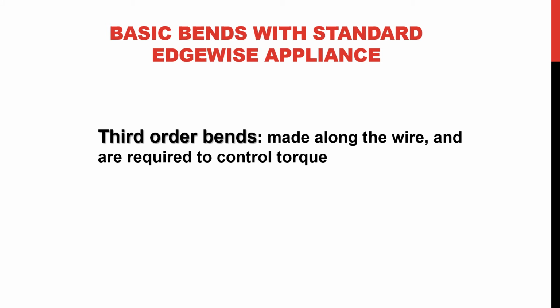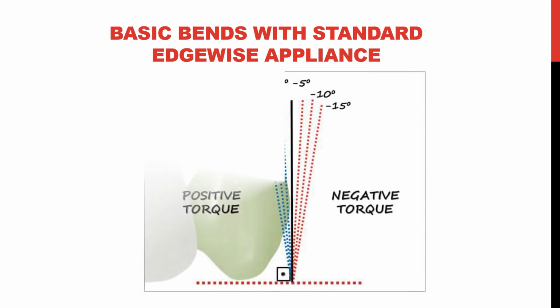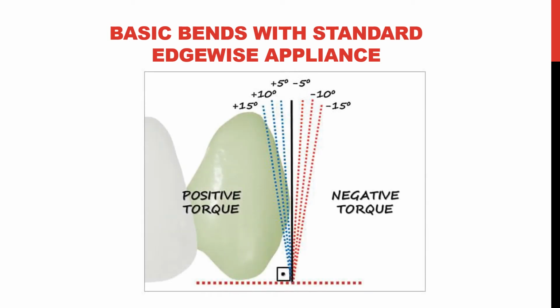The last type of bends is called third order bends. These bends are made along the wire and are required to control torque. Crown torque is evaluated by the angle formed by a line perpendicular to the occlusal plane and a second line tangent to the middle of the labial surface of the crown. Positive torque means that the root is palatally inclined, while a negative torque means that the root is labially or buccally inclined.